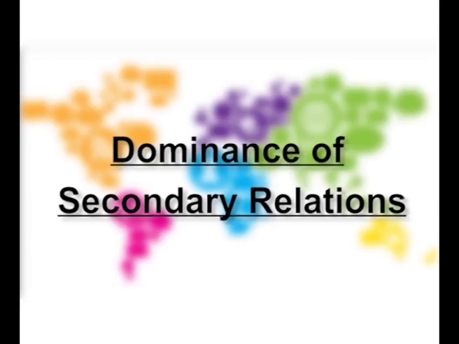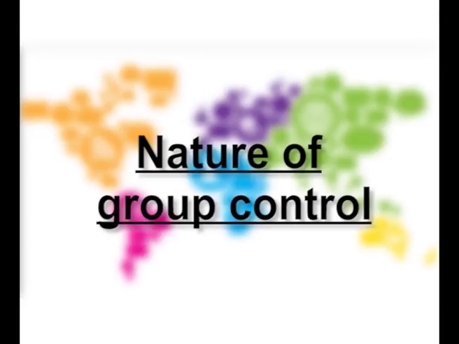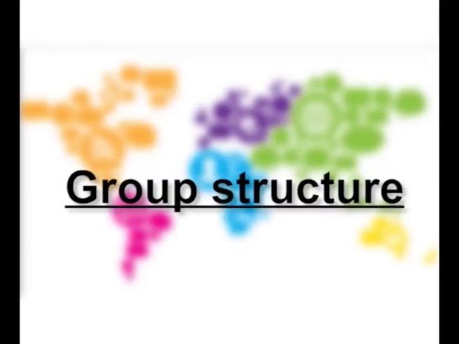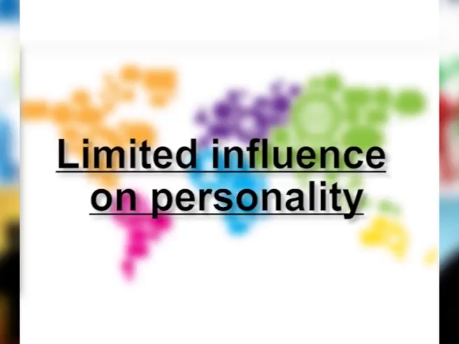Next is dominance of secondary relations. Secondary groups are characterized by indirect, impersonal, contractual and non-inclusive relations. Then, nature of group control. Informal means of social control are less effective in regulating the relation of members. Formal means of social control such as law, legislation, police, court, etc. are made use of to control. Next, we have the group structure. The secondary group has a formal structure. Limited influence on personality. Secondary groups are specialized in character.